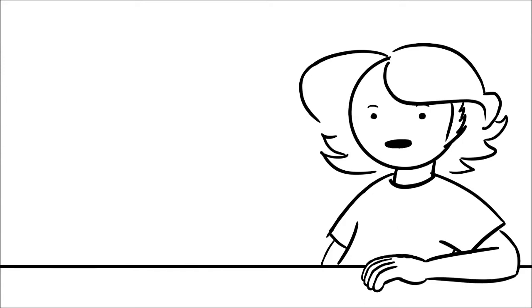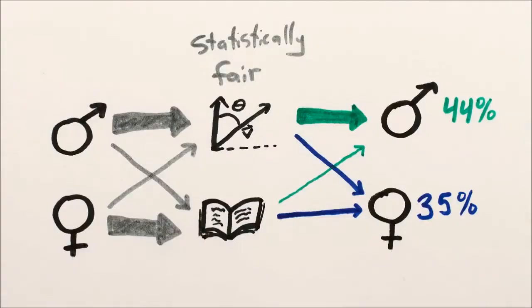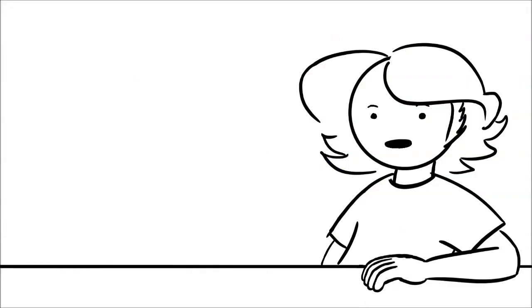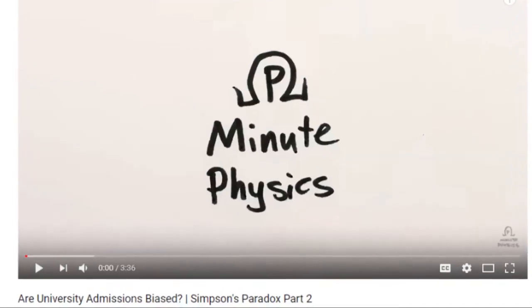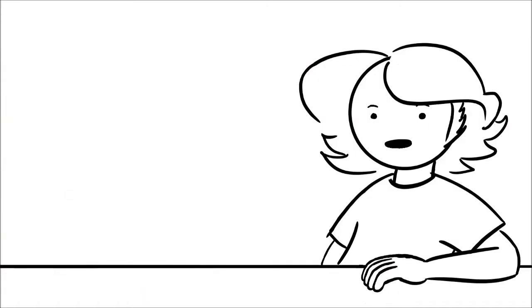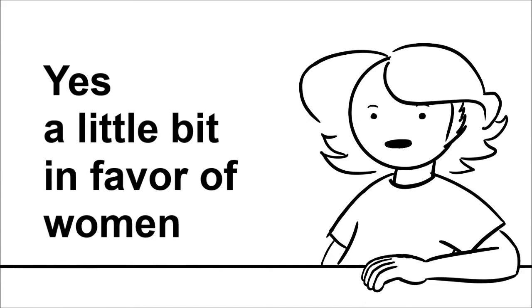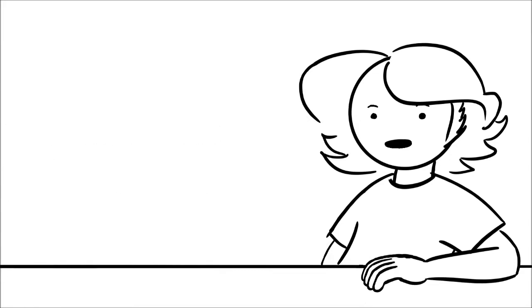But wait, there's more. The question then is what caused the unequal distribution of women and men to begin with? No, the question was, are university admissions biased? To which you proved the answer is no. Well, actually, the answer was yes. A little bit. In favor of women. You've answered the question already. What caused the unequal distribution of men and women to begin with is an entirely different question. If you want to talk about that, it should be in a different video.